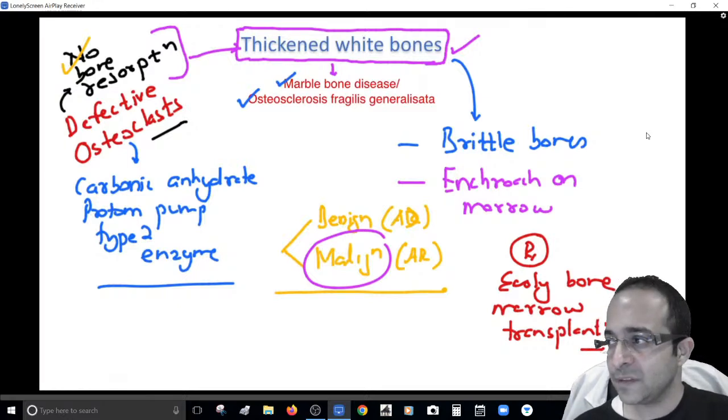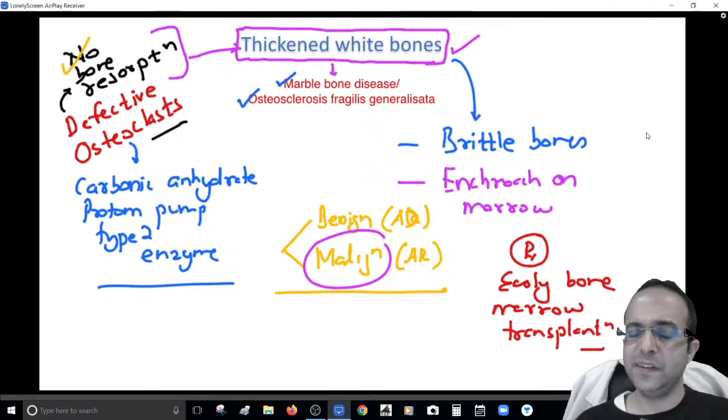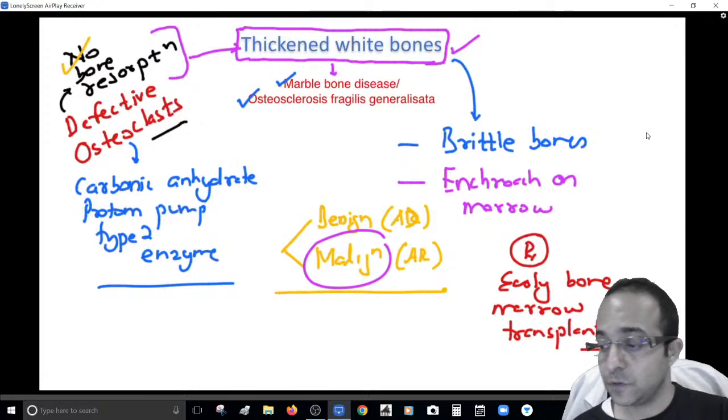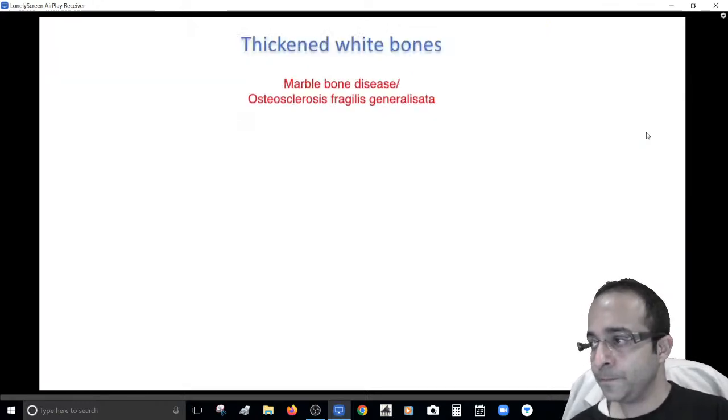So clear enough, guys? Can I have the thumbs up from you if you're clear with osteopetrosis and its spectrum? You've understood what this disease is, you've understood all the names of osteopetrosis, you've seen these x-ray images, and you'll be able to pick them up in your exams. Yes, Asifa, Doraemon, RR. So I hope you guys are thoroughly clear with this part.